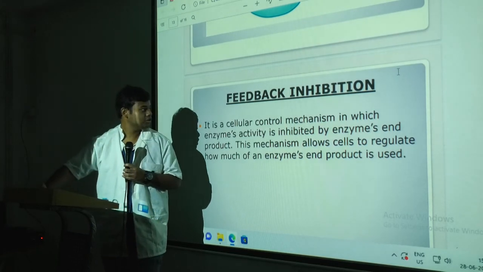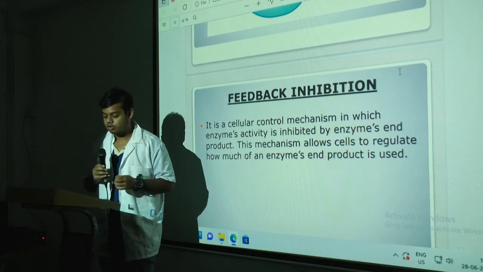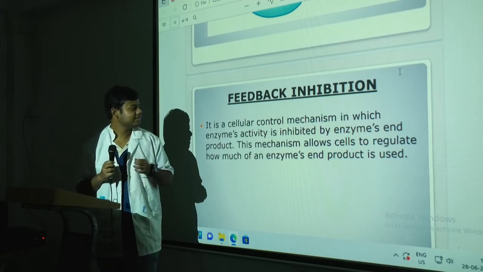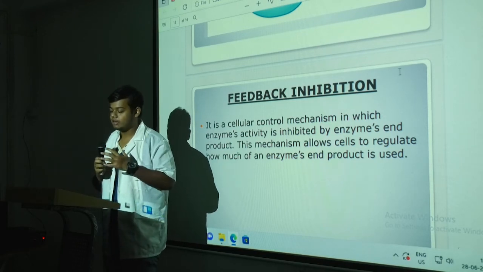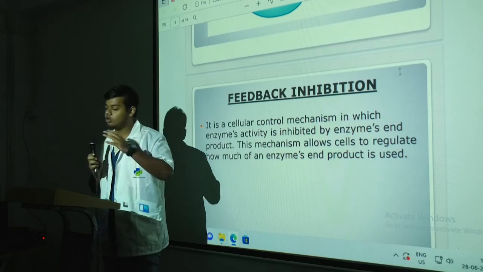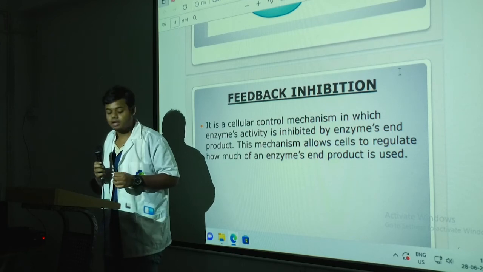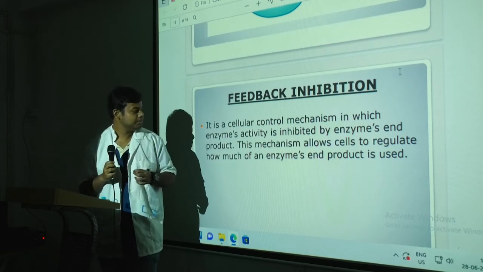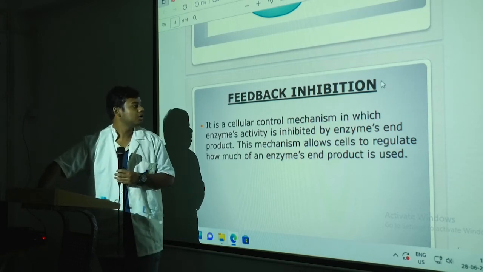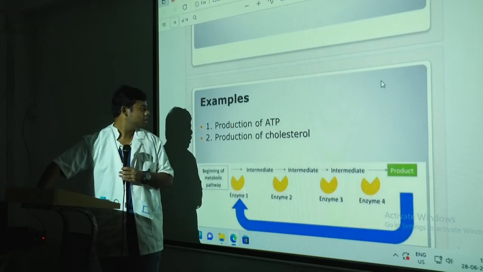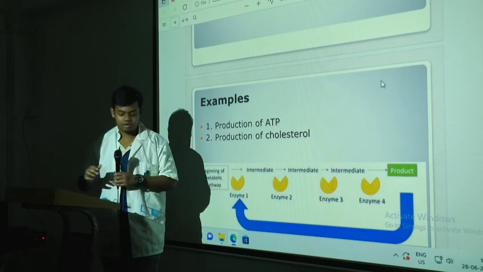Feedback inhibition is another type of enzyme inhibition. It's a cellular control mechanism in which enzyme activity is inhibited by the enzyme's end product. Means after a reaction, when the end product is formed, it controls the original enzyme to slow down the reaction. That's feedback inhibition. Examples of feedback inhibition include production of ATP and production of cholesterol.